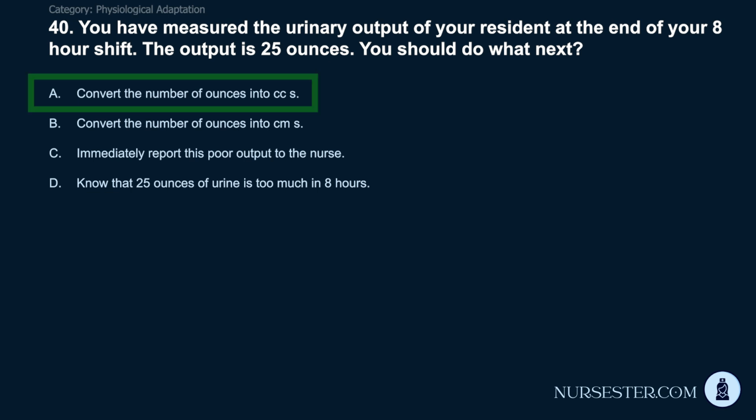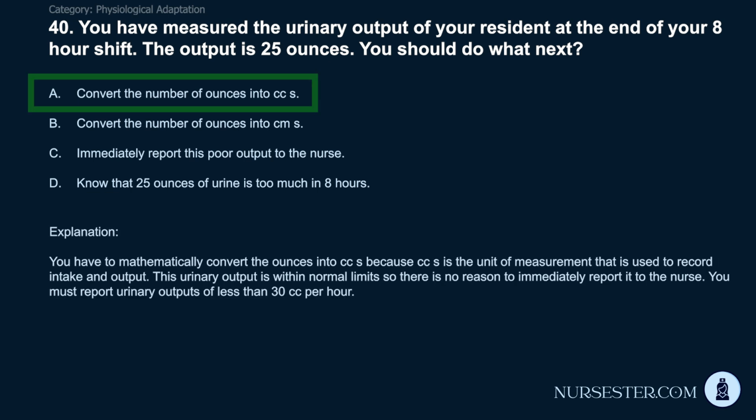Correct answer, convert the number of ounces into CCs. You have to mathematically convert the ounces into CCs because CC is the unit of measurement that is used to record intake and output. This urinary output is within normal limits, so there is no reason to immediately report it to the nurse. You must report urinary outputs of less than 30 cubic centimeters per hour.